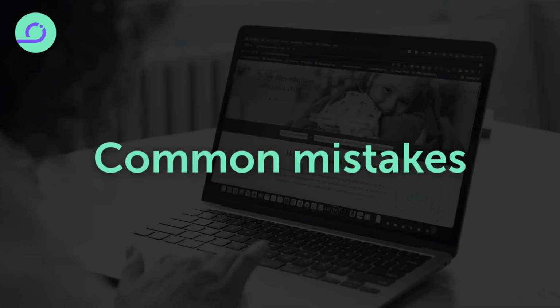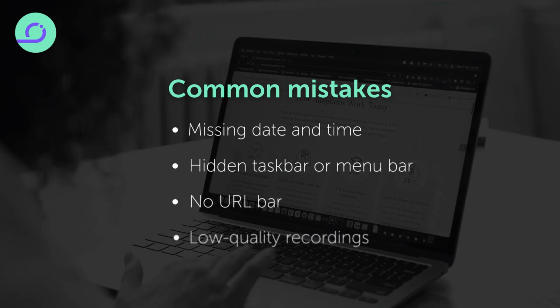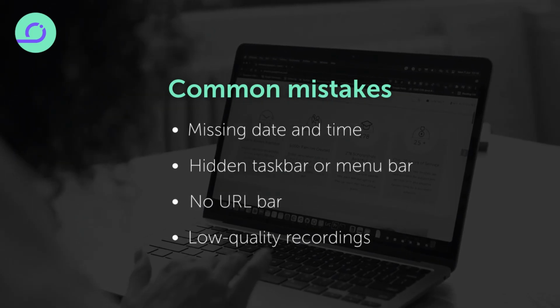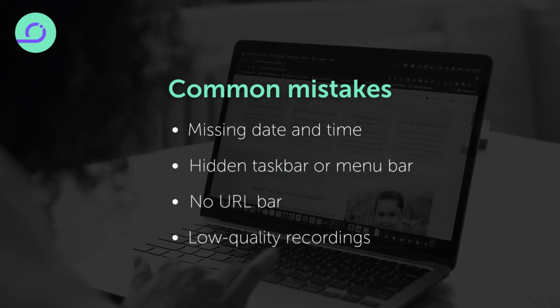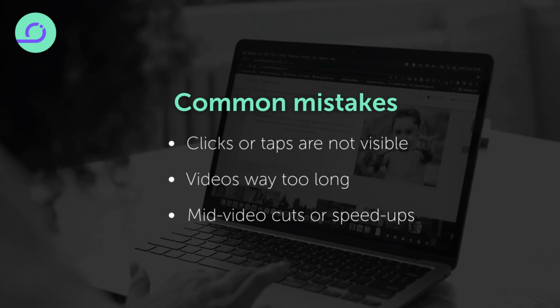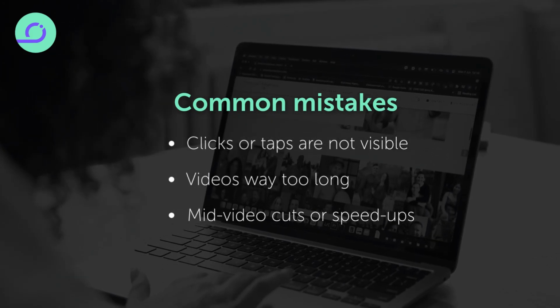Common mistakes that lead to rejections: missing date and time, hidden taskbar or menu bar, no URL bar, low quality recordings, clicks or taps not visible, videos way too long, mid-video cuts or speed ups.